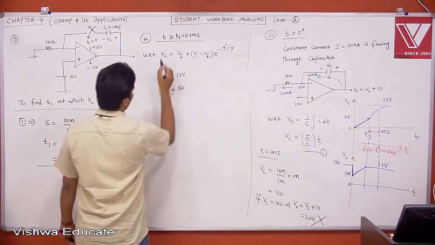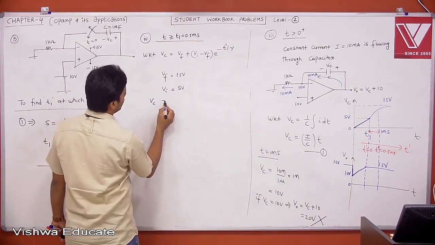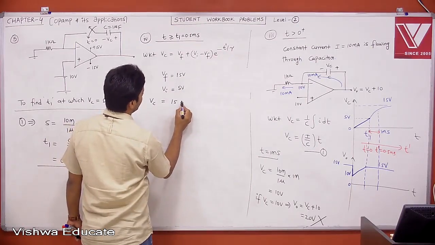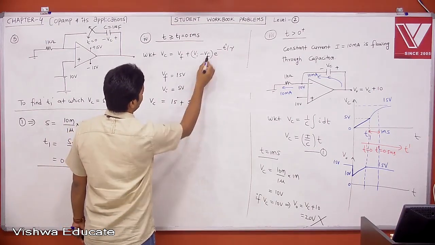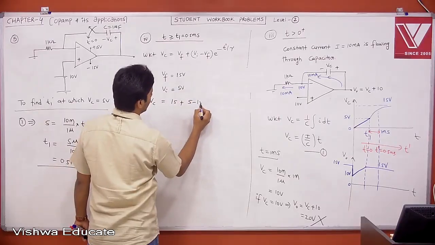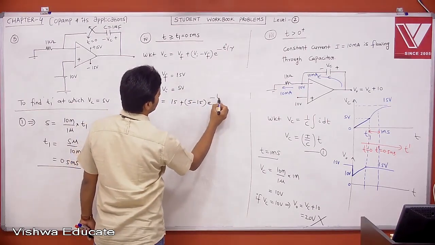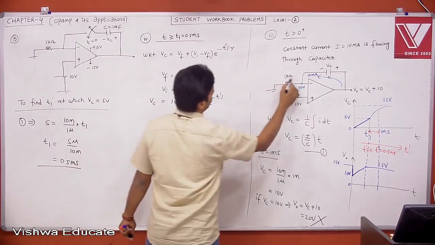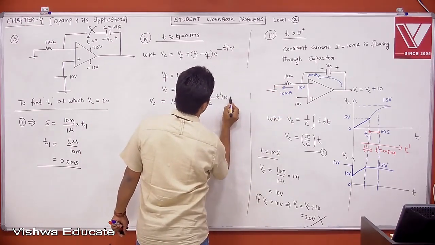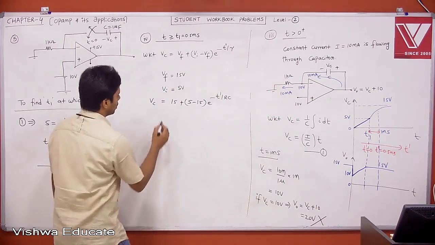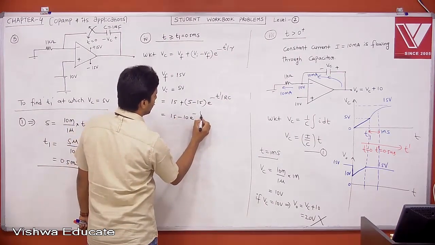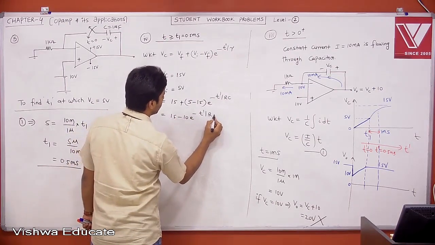Then if you substitute, the voltage across the capacitor with respect to the new time is Vc equal to V final, 15, plus (V initial, 5, minus V final, 15) times e to the power of minus t dash divided by tau. Tau is R into C. Therefore this is R into C. Then this is nothing but 15 minus 10 times e to the power of minus t dash divided by R into C.